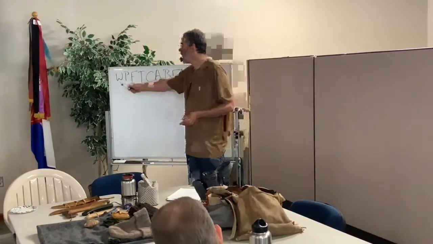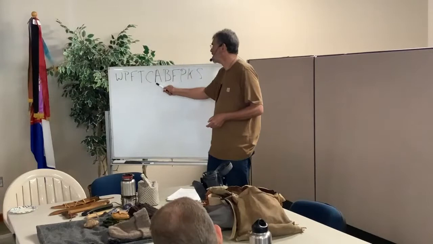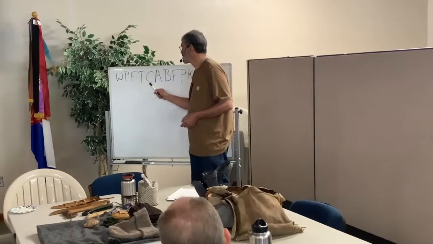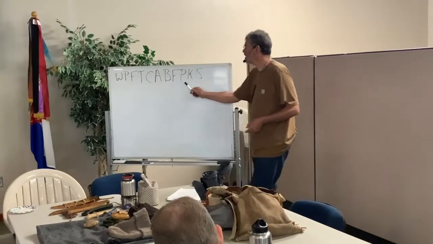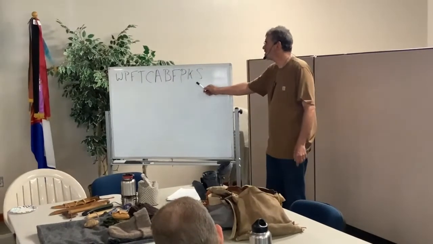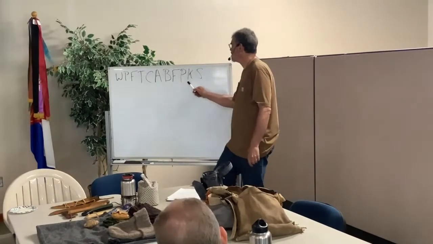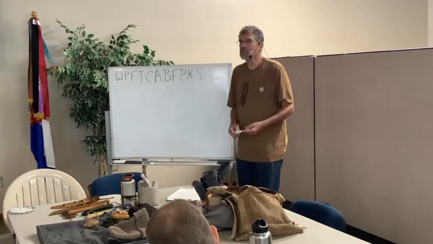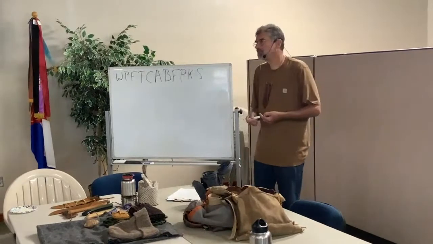Let's sing it. Wise people foresee trouble coming and avoid it. Wise people foresee trouble coming and avoid it. But foolish people keep going and suffer. But foolish people keep going and suffer. Proverbs 22 verse 3. Proverbs 22 verse 3.